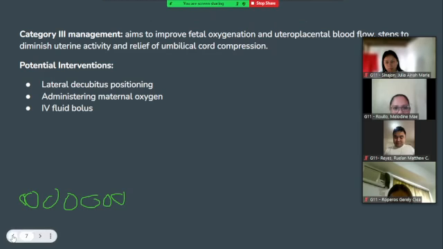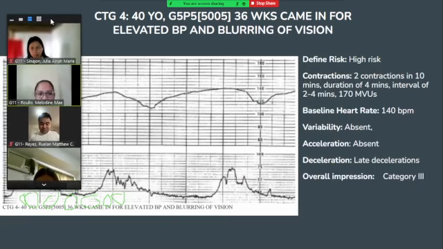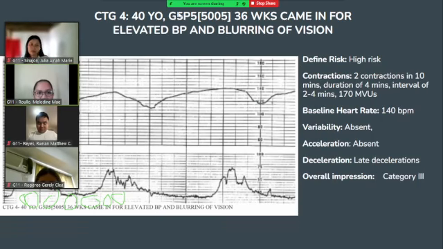So for the category, what category? Category 3, doc. Why? Because there is late deceleration, doc, and at the same time the patient is high risk. Define late deceleration. Late deceleration, doc, is not a mirror image of the contraction.